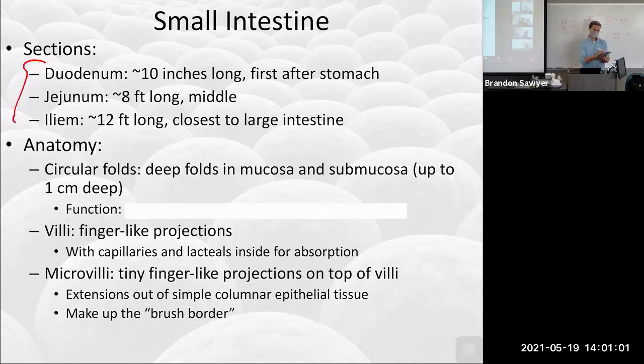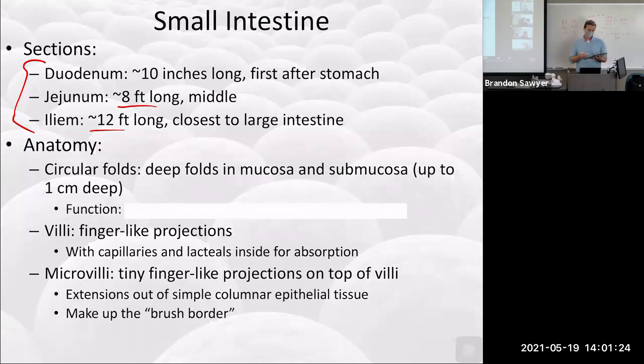So the small intestine has 3 different sections to it: the duodenum, the jejunum, and the ileum. Okay, duodenum is the first part. It's only 10 inches long, so it's a real short part. The jejunum is 8 feet, and the ileum is 12 feet. Okay, so very long, right? All coiled up inside of us, right? You saw these in the pigs.